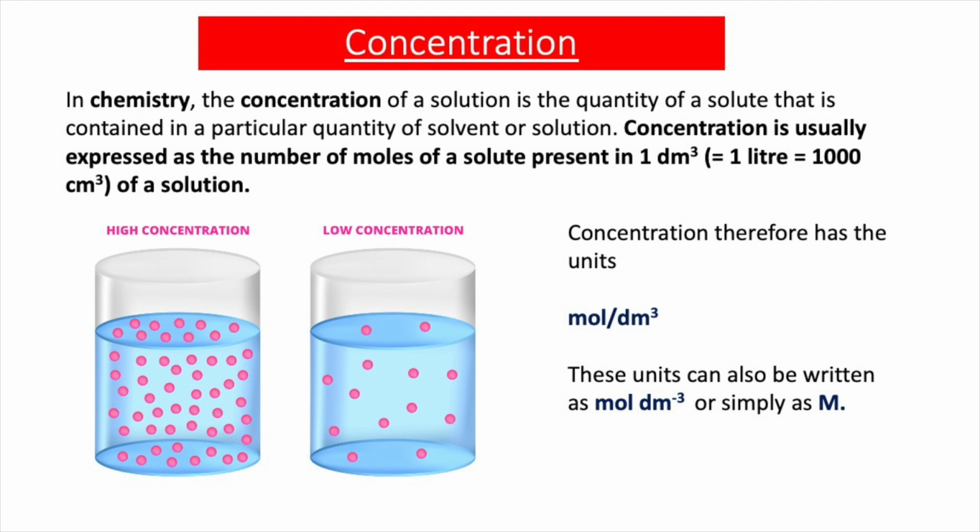Now, on this slide you can see 2 beakers containing solutions, and the solution on the left is at a higher concentration than the solution on the right. The solution on the left has more particles of a substance in a given volume than the solution on the right. And that's why we say it is at a higher concentration, because concentration is a measure of the quantity of a solute that is contained in a particular quantity of solvent or solution.